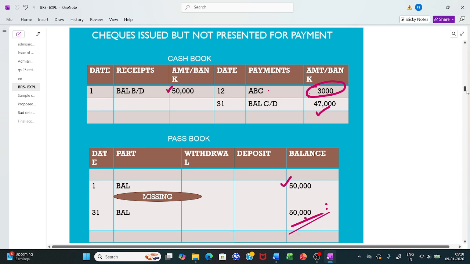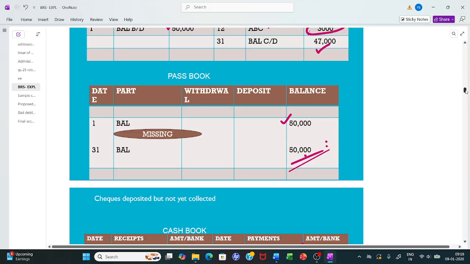Say I have a cash book balance of 50,000. I give a check of 3,000 to ABC. So my balance left would be 47,000. Whereas no one from ABC has gone to my bank to collect that money as yet. ABC has kept it in his pocket and he's not going there. So till that time, for me the payment is made. I have reduced my cash book. When I say cash book, again I repeat, the bank column. I have reduced it, but my passbook balance remains the same. As passbook balance remains the same, there is a difference in these two balances which are meant to be same. My cash book is lower than my passbook.